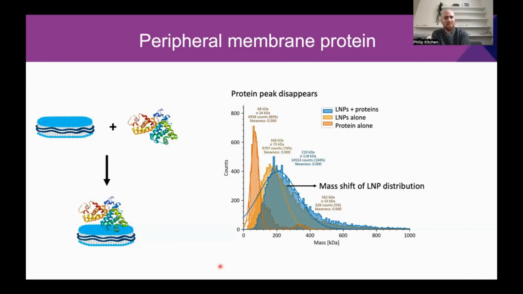And on the right is an example of the kind of mass photometry trace that we've been getting. In orange here is the protein alone, in the slightly lighter orange is the lipid nanoparticles alone, and in blue is the two mixed together. There are two important things here. Firstly, the protein peak disappears when we mix the two together, and there's a rightward mass shift of the lipid nanoparticles, both consistent with the protein binding to the nanoparticles. Using this, we can start to characterize the lipid binding specificity of this protein by making model membranes from different lipids.